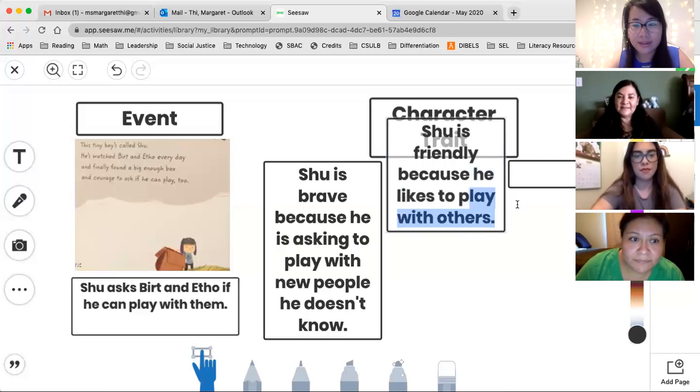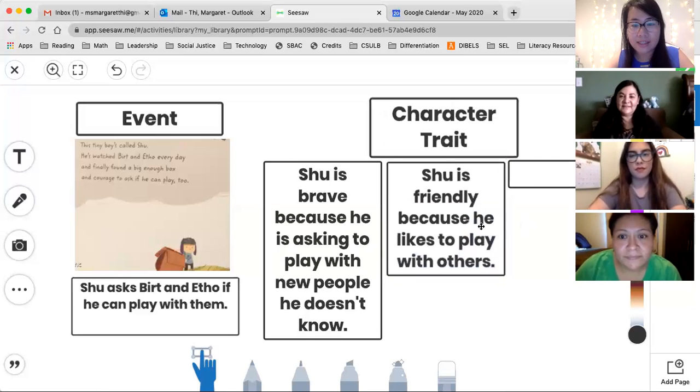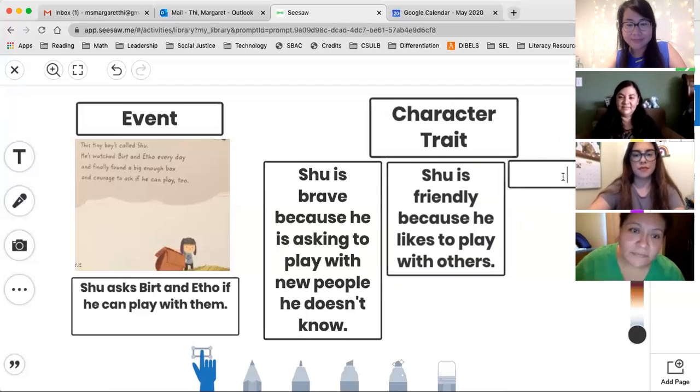I love that. I love that example too, because if we're not friendly, then that means we are okay with playing by ourselves. But he seems to be okay, even though he's scared, to ask for new friends to play with. Awesome. Ms. Rosales, do you have a thought?